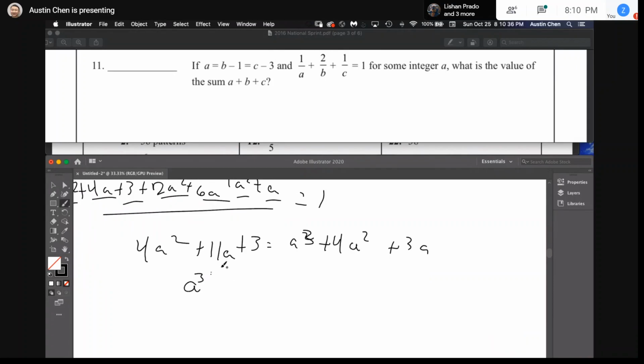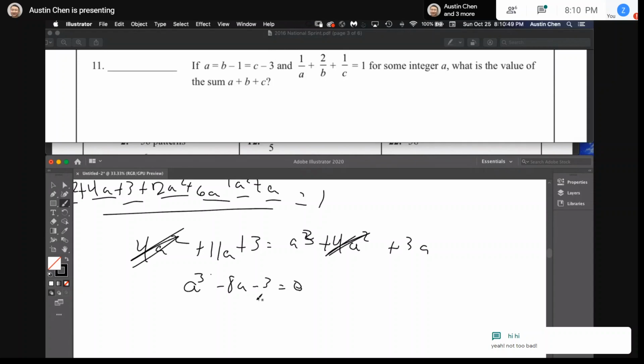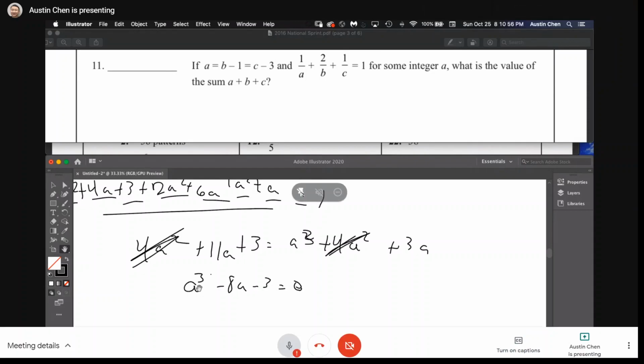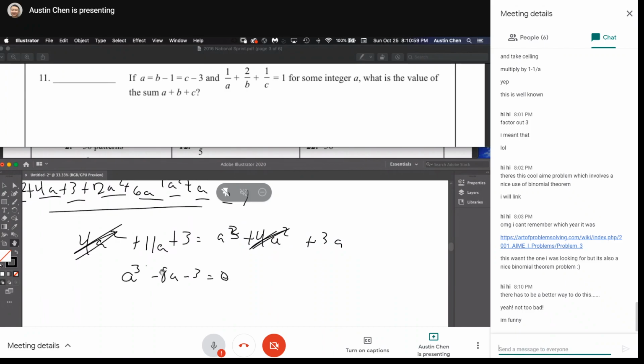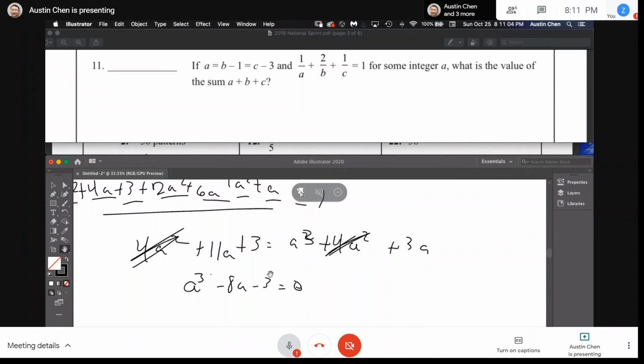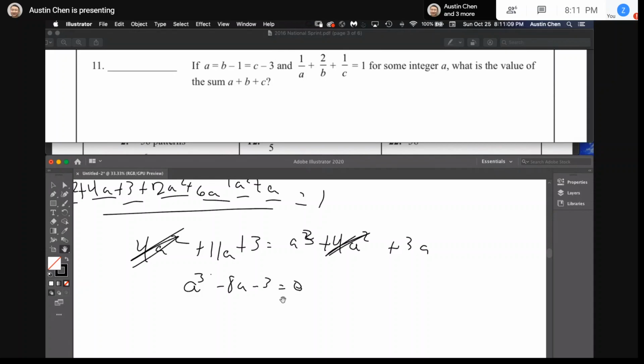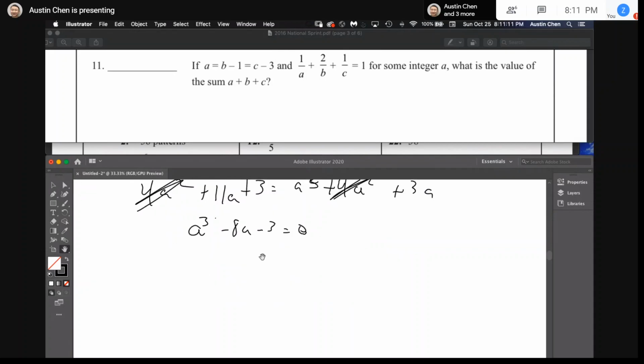This is just a cubic. Not too bad, right? The 4A squares cancel. 3A minus 11A is minus 8A. And then we have the minus 3. All right, we have A cubed minus 8A minus 3 equals 0. Okay, now this is more or less the moment of truth. If we have 2 or more solutions of A here being some integer, then we're kind of screwed because then it can be either of those. But if there's only one, then it's very good because then that has to be our solution, right?